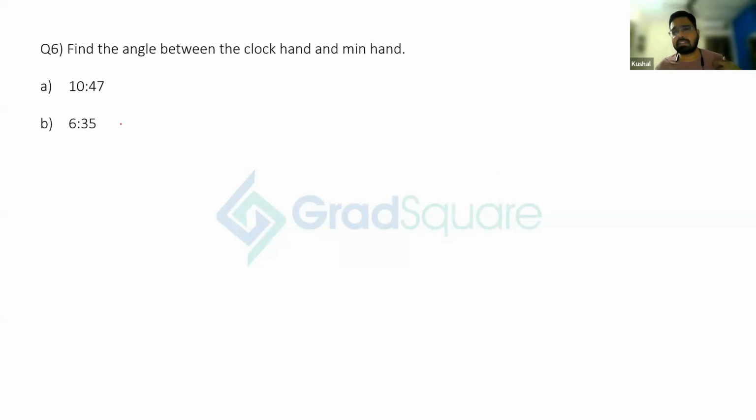I think this should have been answered very, very quickly. I don't know why it is taking so much time. 10:47, what is the angle between the hour hand and minute hand? Nikhil, that's not correct. Kaushik, Diksha, both of you have given me the correct answers.